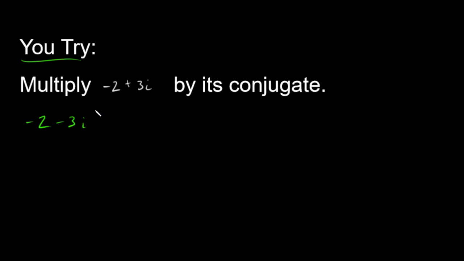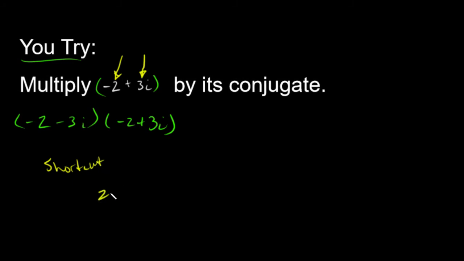So I'm multiplying this times its complex conjugate. Okay? And so all you want to do, the shortcut, just say take this 2, don't even worry about the negative, just take 2 and square it, and add that to 3 squared. So the shortcut is 2 squared plus 3 squared. Simple as that. 4 plus 9, which is 13.